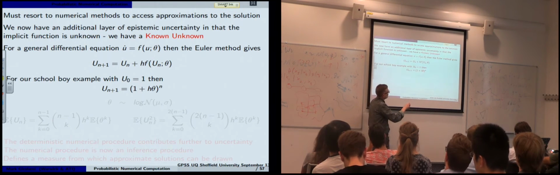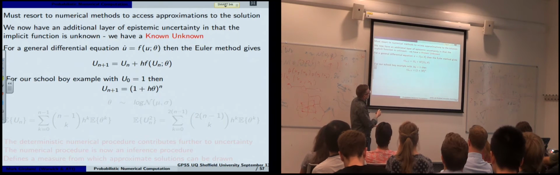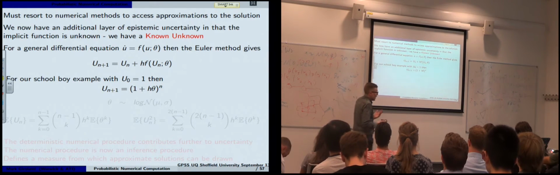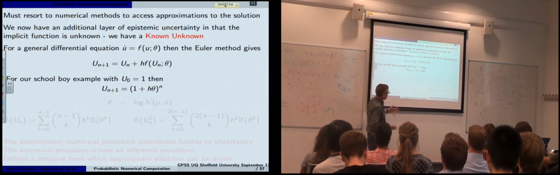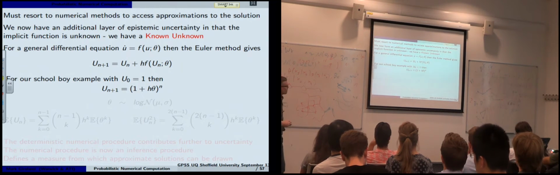We've got uncertainty in theta, and we must have uncertainty introduced here because we know this is an approximation. It's an approximation which induces an error, and in fact we can write down what the error actually is, but I'll come on to that in the next slide.